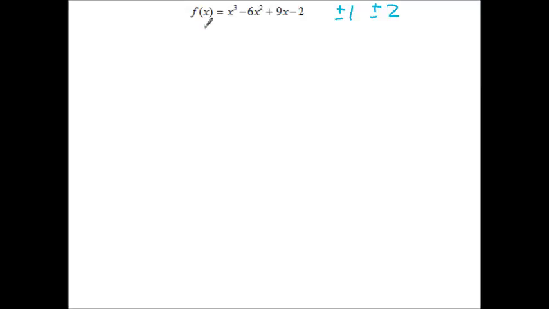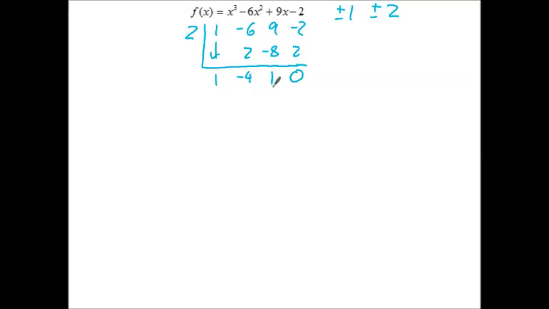So for our synthetic division, we need to decide to take any of these numbers, and I've already tried some of them, so my suggestion is let's start with the number 2. Divide our polynomial by 2, put in our coefficients, 1, -6, 9, and -2. Bring down the 1. 2 times 1 is 2. -6 plus 2 is -4. 2 times -4 is -8. 9 plus -8 is 1. 2 times 1 is 2. -2 plus 2 is 0.